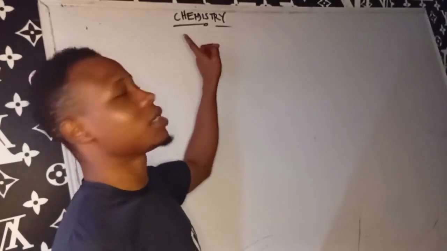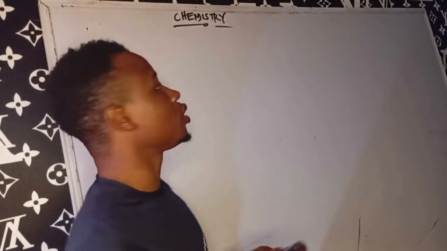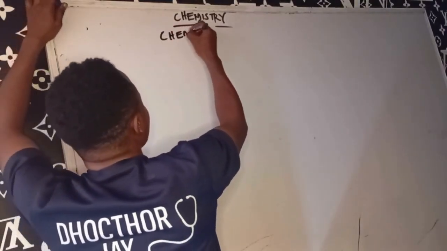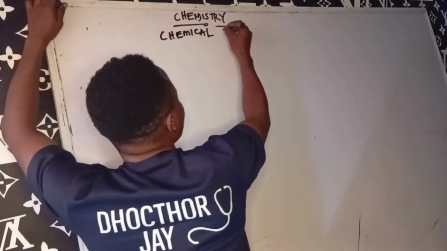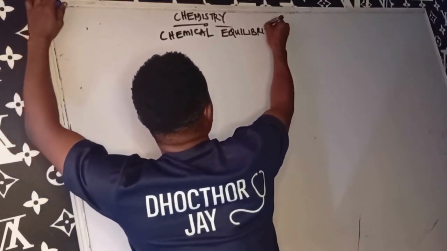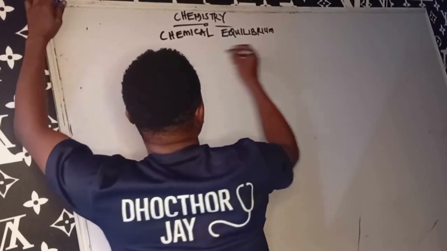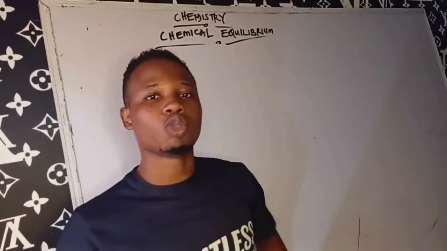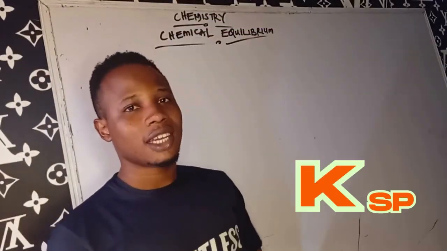So today we have chemistry, and our topic for today is going to be under chemical equilibrium. We are going to be looking at a very important concept in chemical equilibrium, and you may guess right or not, but that is the solubility product, KSP.